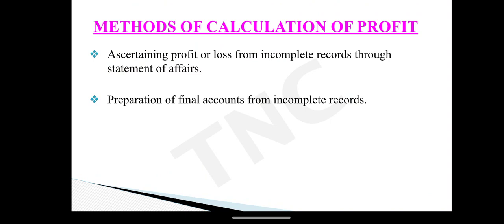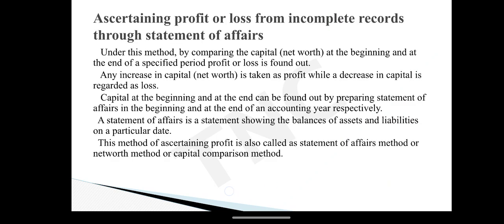Methods of calculation of profit. There are two methods of calculating profit from incomplete records: ascertaining profit or loss through a statement of affairs, and preparation of final accounts from incomplete records. First, ascertainment of profit or loss from incomplete records through statement of affairs.